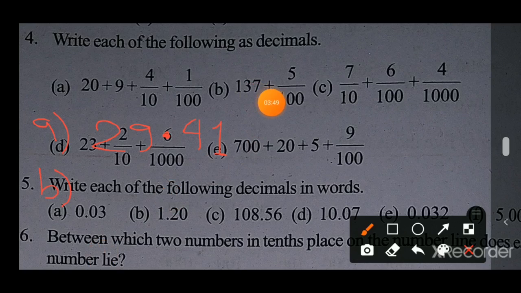Now for the B, 137 is already written here, and 5 upon 100. So we write 137, and this part for decimal, so we put decimal here, and for 1 upon 10 it is not given, so we write here 0, and for the hundredths part, 5 upon 100 is 5 here, 0.05. So the complete number is 137.05.